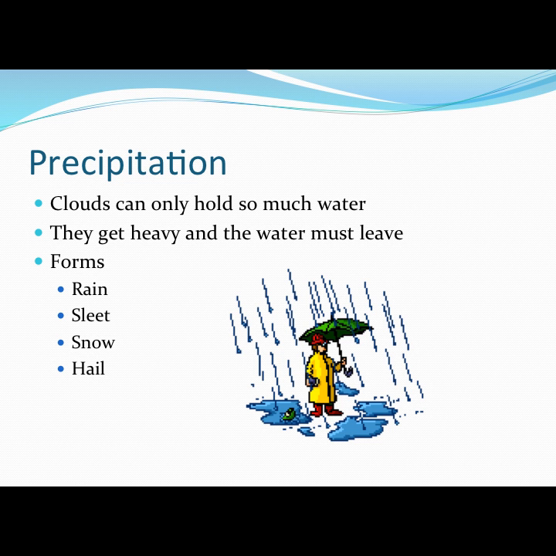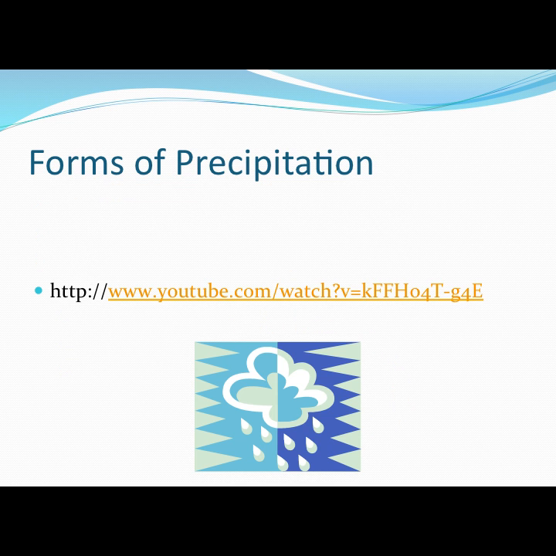The third step in the water cycle is precipitation. Clouds can only hold so much water, and when they get too heavy and can't hold any more, the water must fall as precipitation. Precipitation has many forms: rain, sleet, snow, or hail. Rain is a liquid form of precipitation, and sleet, snow, and hail are all solid forms. Sleet is a slush-like substance, and hail is chunks of ice. This video gives great examples on the different forms of precipitation, and I recommend that you watch it on your own.